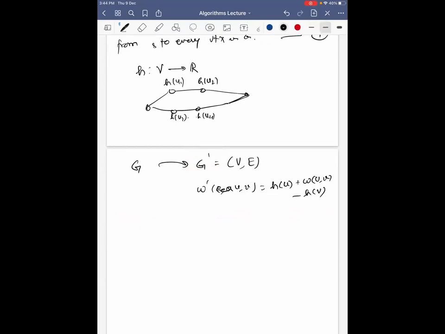Now, consider any path P in G that goes from S to T. So let us say it is V0. This is the directed graph. Yes, it's a directed graph. So the input will be a directed graph. Is it clear?